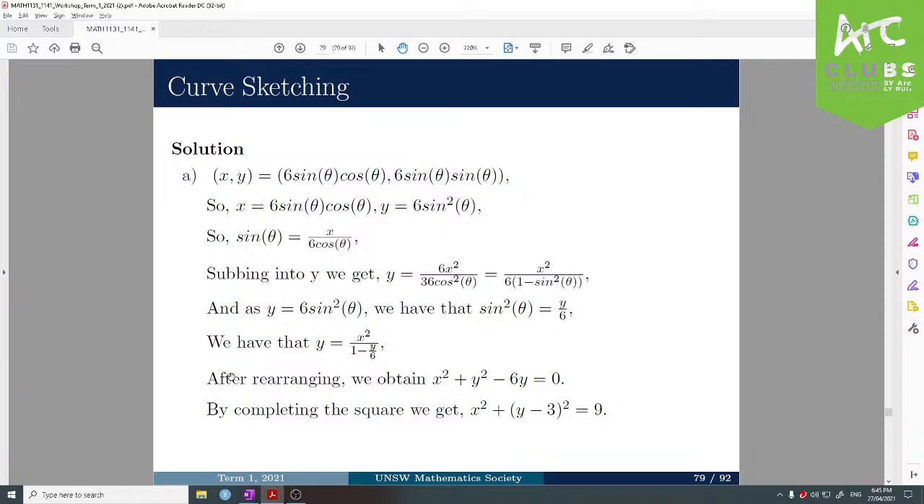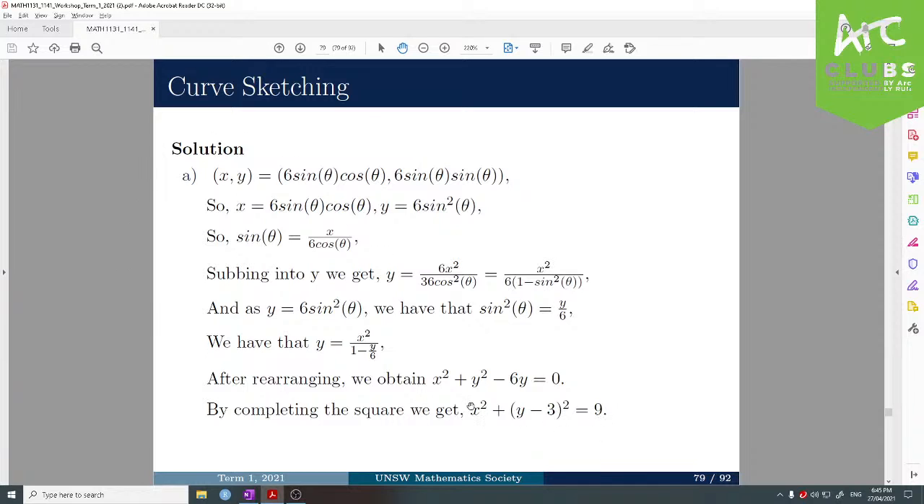And after just rearranging everything, we're going to end up with x squared plus y squared minus 6y equals 0. And from here, you should be able to observe that this is in the form where if you complete the square, you end up with a circle, right? And so that's what we actually do. We're going to get x squared plus y squared minus 6y plus 9 on both sides, which will then give us x squared plus y minus 3 bracket squared equals 9. So this will give us the circle centered at 0, 3 with radius 3.